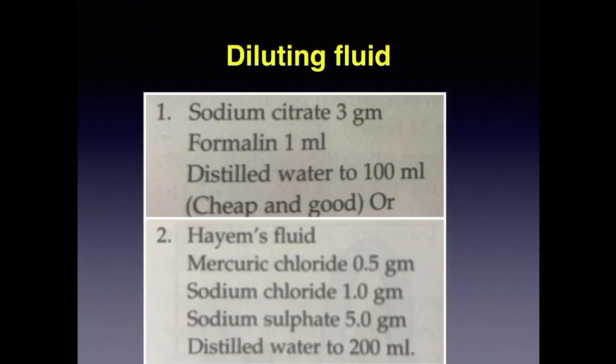The diluting fluid used for RBC count has two varieties. One diluting fluid contains sodium citrate and formalin with 100 ml of distilled water, and the second one, which is called Hayem's fluid, contains mercuric chloride and sodium sulfate in 200 ml of distilled water. The diluting fluid should be isotonic so that the RBCs are not lysed.